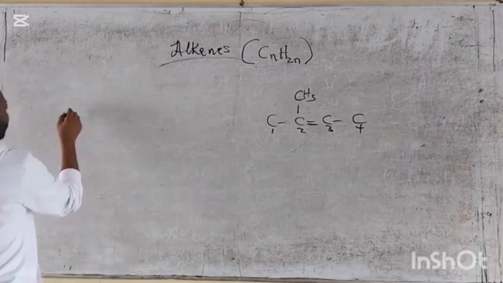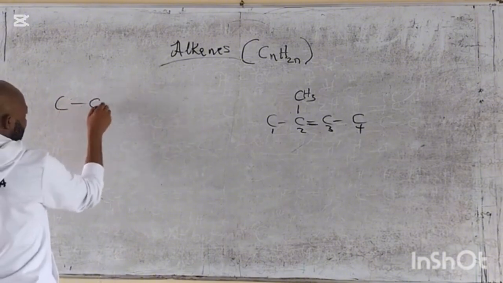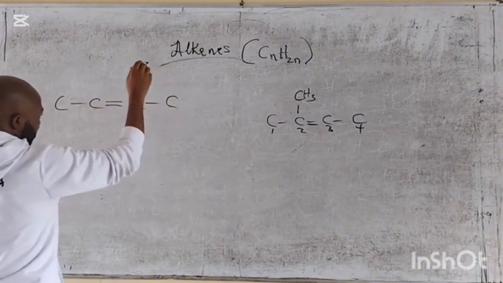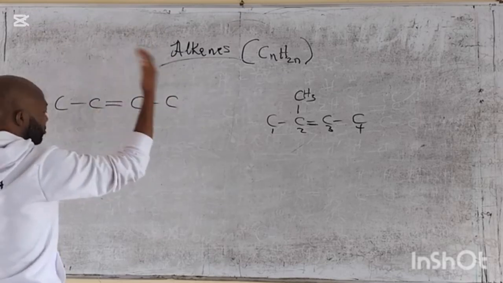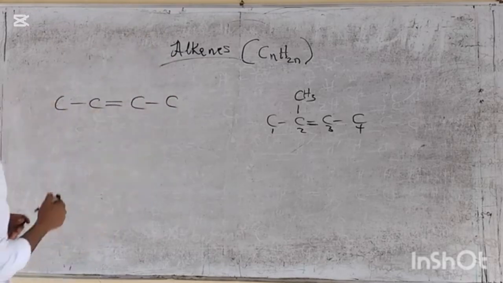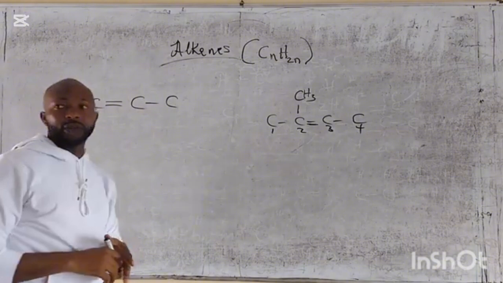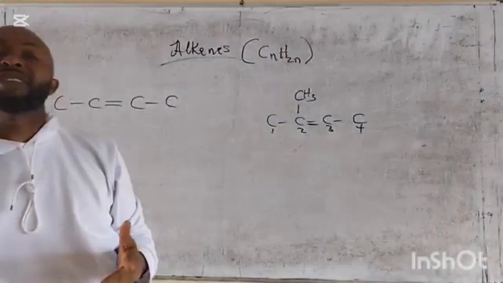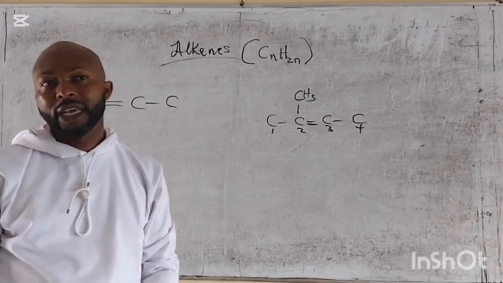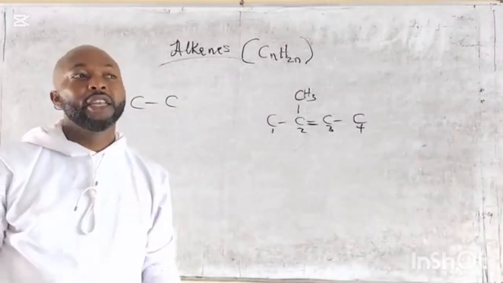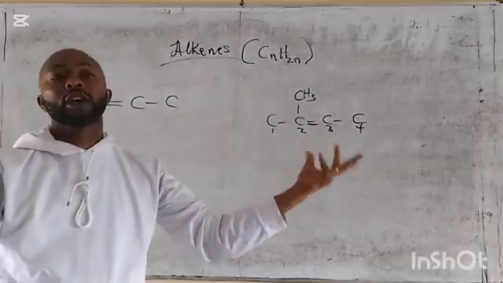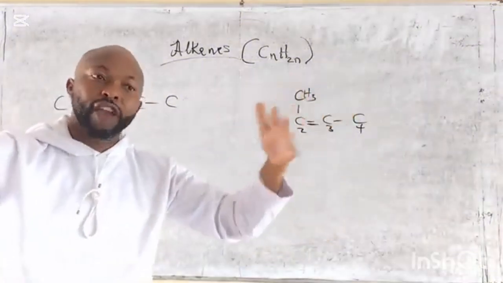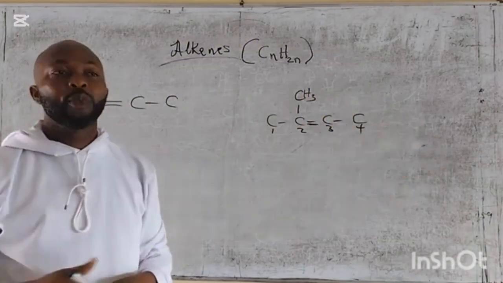I have this. Let me put it this way, and this. Okay. Now, in geometric isomerism, we have two forms of arrangement. We have the cis arrangement and the trans arrangement. Cis arrangement means the substituents are arranged in the same manner, on the same side, while trans, they are arranged in the opposite manner.